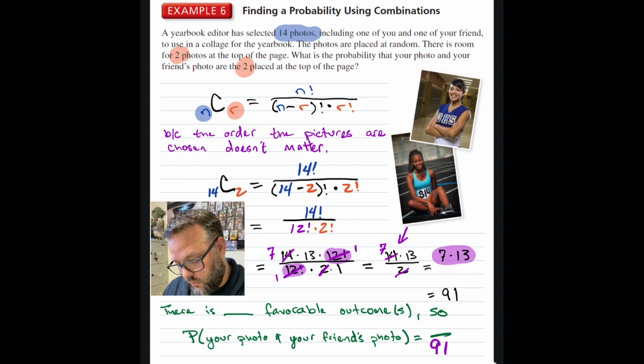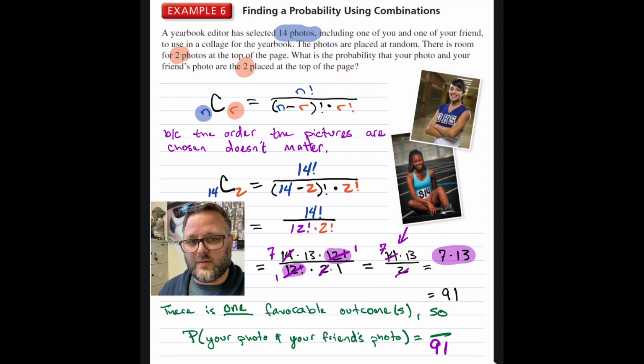But there's only one favorable outcome. That is, my friend and I are chosen as the first 2 photos. So the order doesn't matter. When they choose the first photo, whether it's me or my friend doesn't matter. When they choose the second photo, whether it's me or my friend doesn't matter. That's why order doesn't matter as long as we're on the same page.